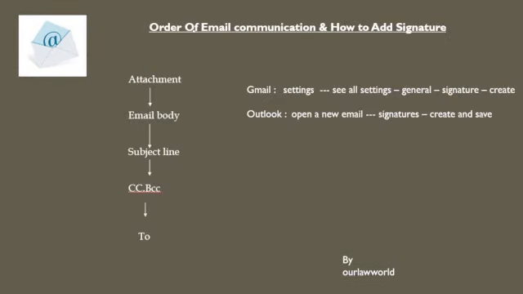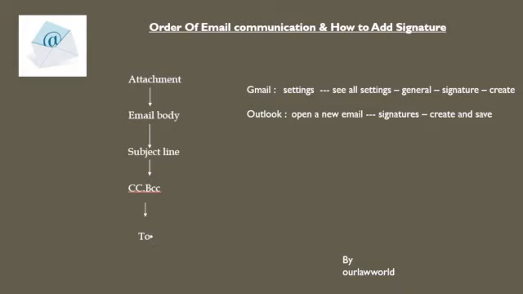The next thing is the order of email communication and how to add signatures. When you open an email, the first thing you have to do is not draft anything or keep any person in To. Just add the attachment first if you want to share any attachments. So rule number one is, when you draft a new email, you have to add the attachment first. Then you need to draft the email body, then the subject line, then CC and BCC, and at the final, last thing you need to do is keep the emails in the To column.